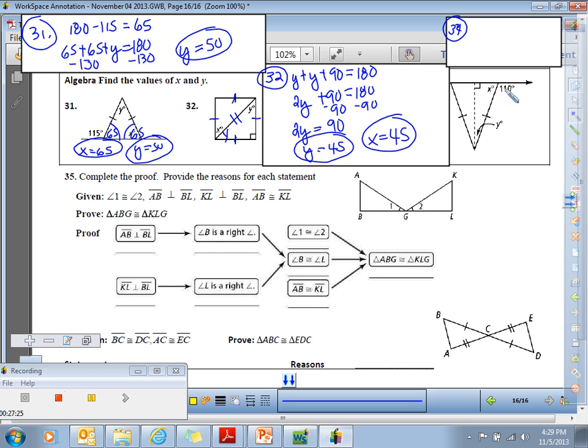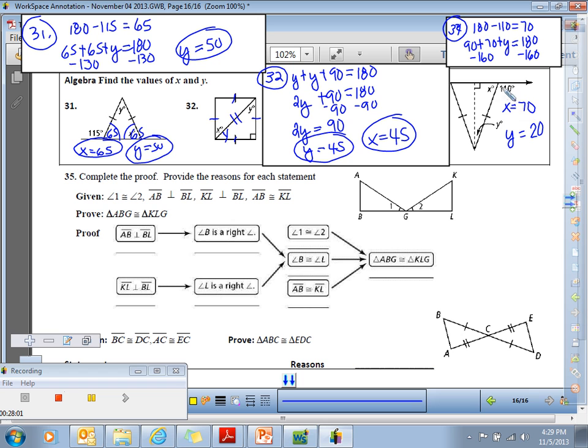You could do this without using an isosceles triangle. X and 110 are supplementary. That means that 180 minus 110 gives you 70. So x is equal to 70. And you could just look in this one triangle here. 90 plus 70 plus y is equal to 180. 90 plus 70 is 160. Subtract 160 on both sides. So y is equal to 20.